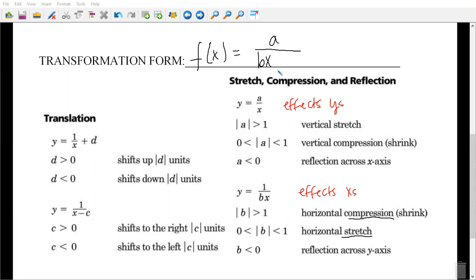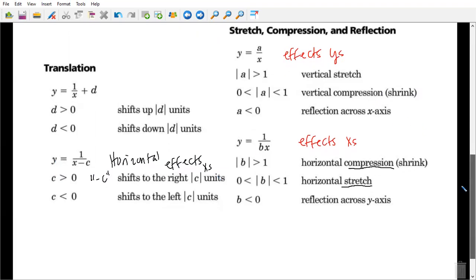All right, now we're going to go on with our c. So we have bx minus c. Our c value is our shift, our horizontal movement. It affects our x's, because if we're going horizontally, it's our x values that are changing. And remember, x is our liar. So if it looks like minus c, it's actually going to the right. If it looks like plus c, it's actually going to the left.